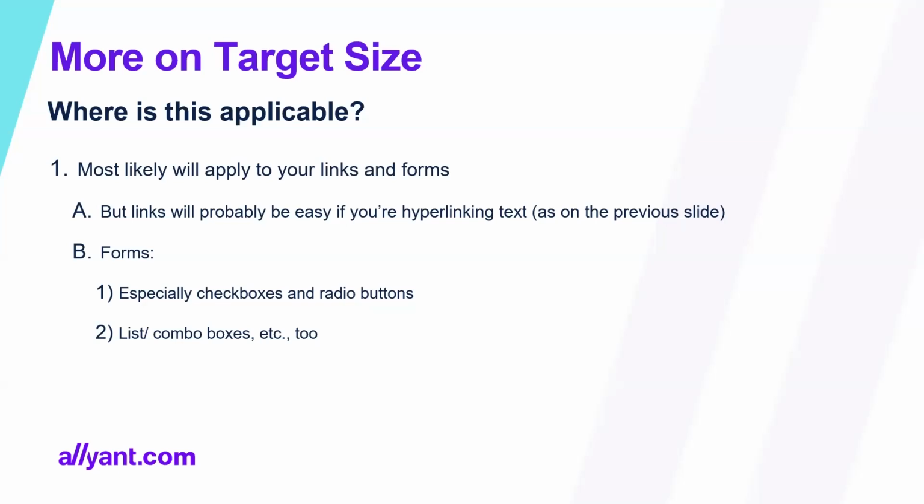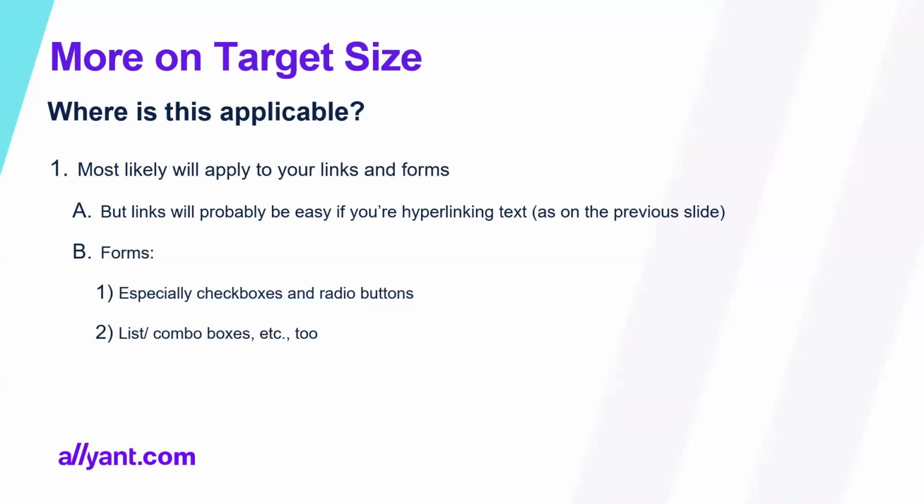All right, so let's talk about target size in our documents, right? What types of documents will this be most applicable in? Most likely it's going to be your documents containing links and forms, right? Remember that it was the pointer input, right? So if somebody's trying to click on a link or click on a checkbox, for example, in a form, right? Those are going to be our targets, right?